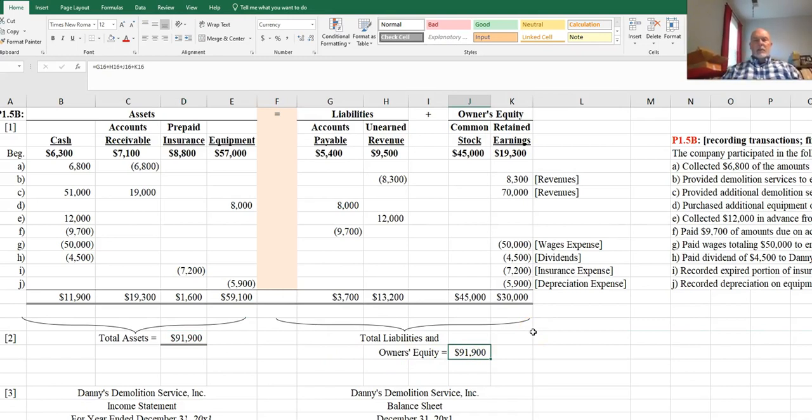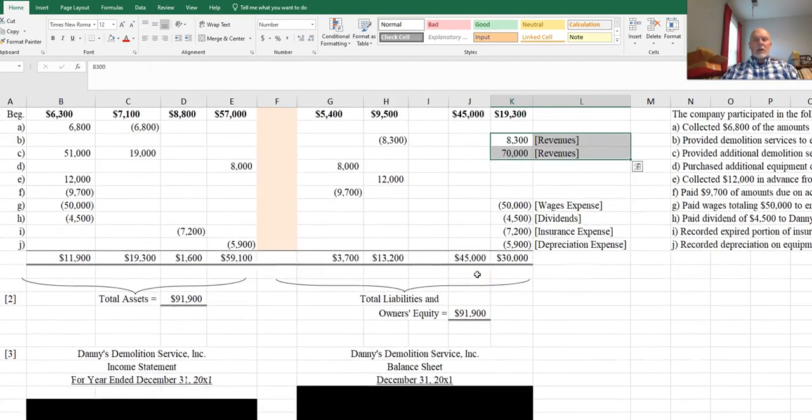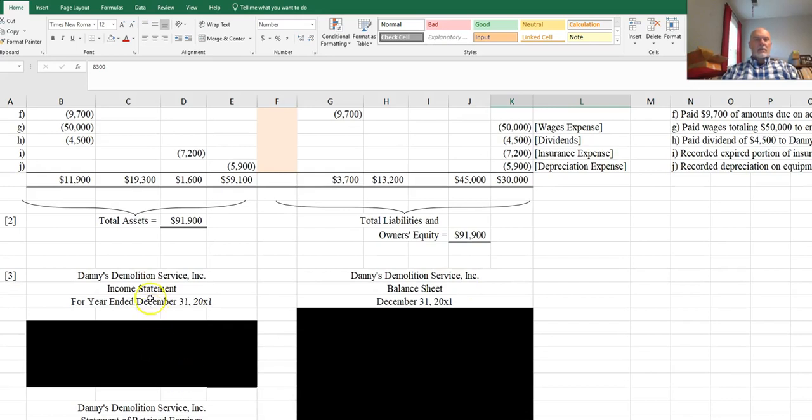There's 3 financial statements, and these are introduced in Chapter 1. You've got the income statement, and the formula for the income statement is revenue minus expenses. All of your revenues and expenses come over here, are listed under retained earnings. So you want to go through here and pick out all of your revenues. Here we've got 2 of them. And so add those up, and that would go to the top of your income statement. So here's our income statement here.